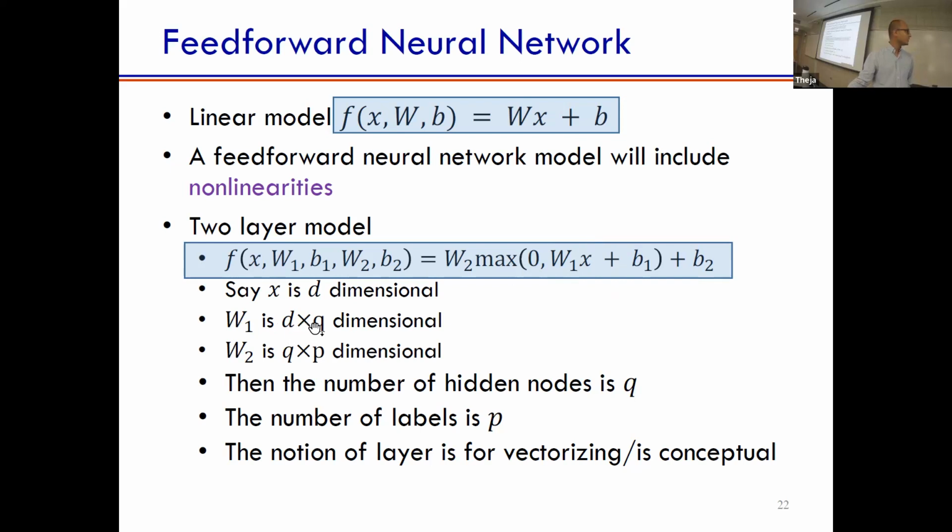Actually, W1 is q cross d dimensional. So this is off here. Okay, so just one correction here. W1 is q cross d dimensional. So W1 times x plus B1 is going to produce a q dimensional vector.